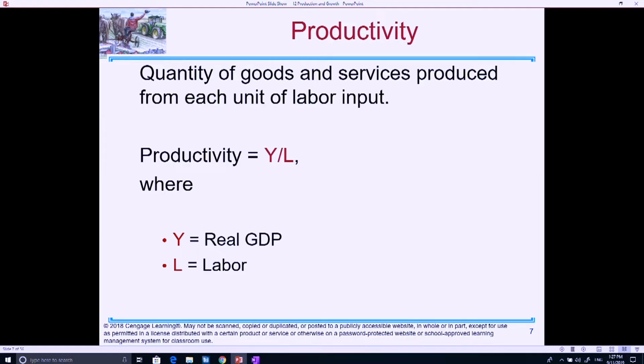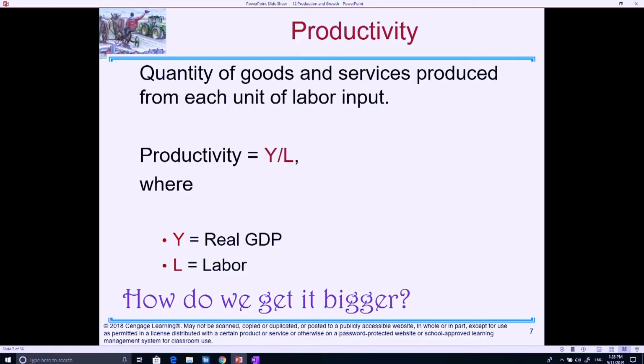So let's see why. Real GDP, stock or flow? It is a flow every year. It's output per year, gross domestic product per year. Labor is a stock. How many workers do you have in your country? So this is the flow of GDP divided by the stock of labor in that country. So productivity is a flow. How much is produced per worker in that given year?